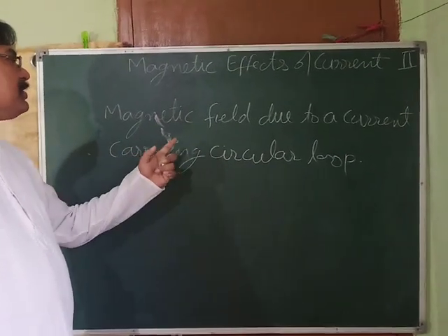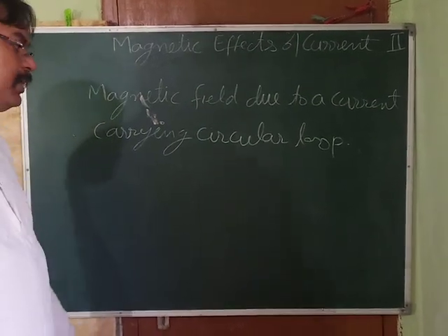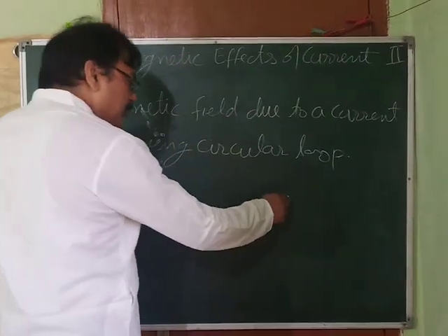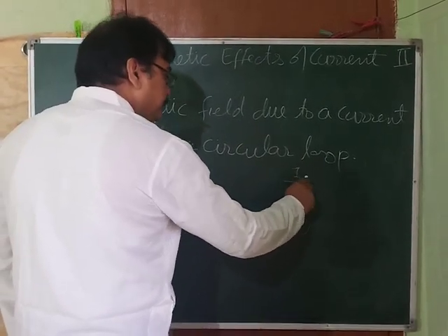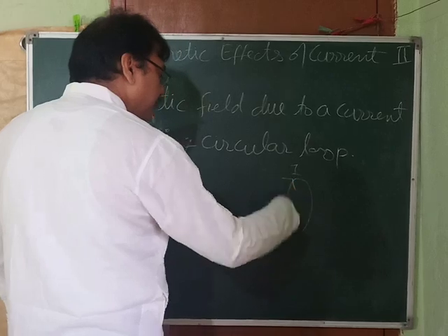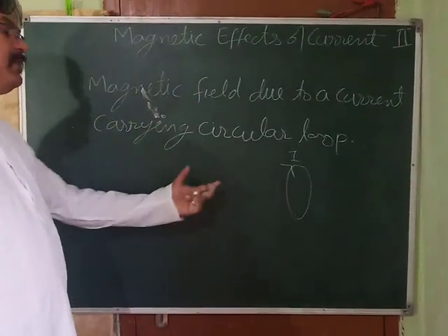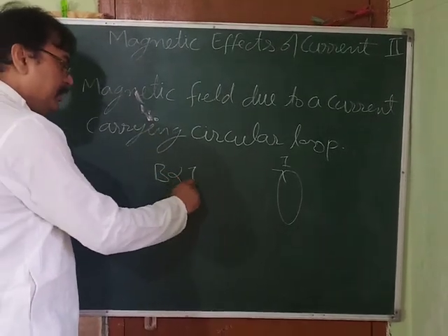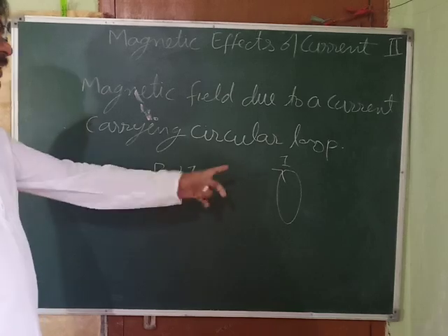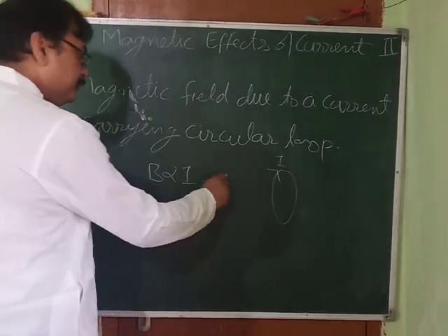Now next we are going to discuss magnetic field due to a current carrying circular loop. See, suppose you have got a circular loop, and this is carrying current I. Going through this, now what will happen? How much magnetic field will it produce? For that, see, B is proportional to I. First thing, the more the current is flowing, the more the magnetic field. It is similar to that of a straight wire, no?